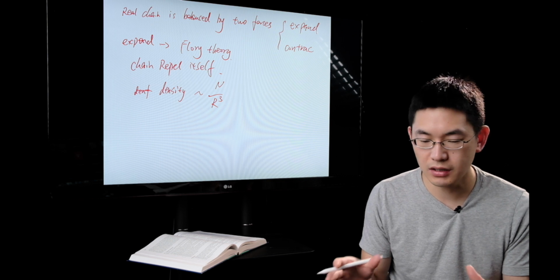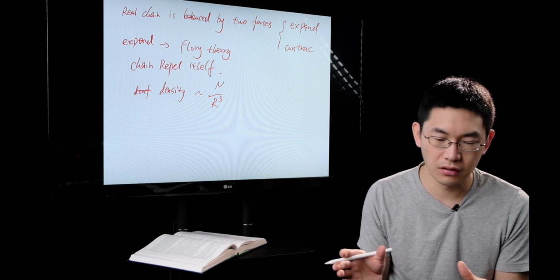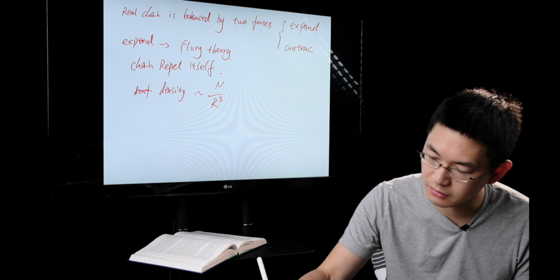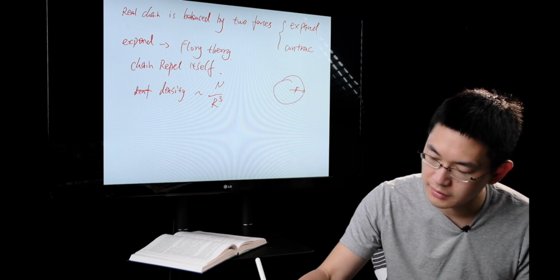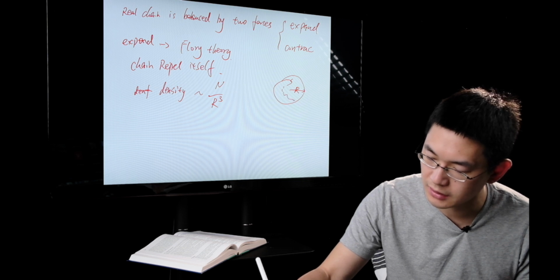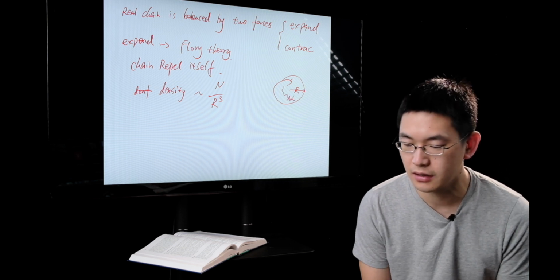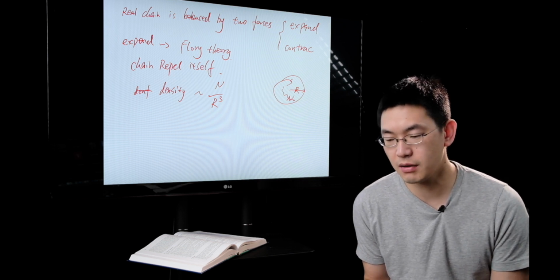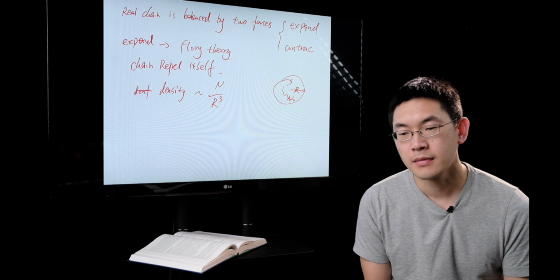R to the power of 3, where R is the radius of your volume. You can think about here, that's R. We have a certain polymer sitting inside it. That would be the bond. And so that's basically the density of it, right? N divided by R to the power of 3.